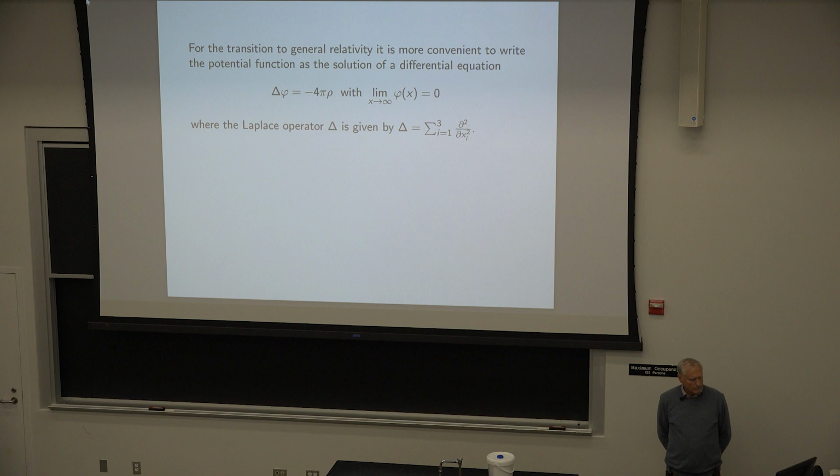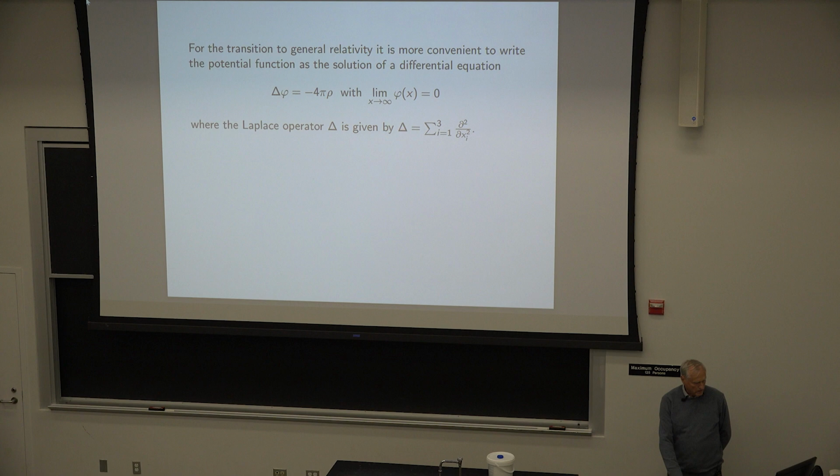For the transition to general relativity, it's actually more convenient to write the equation for the gravitational potential in differential form. So we can think of it as a PDE. It's the solution of what's called the Poisson equation: Laplacian phi is minus 4 pi rho, and the limit goes to 0 at infinity, so that normalizes for adding a constant to the solution. And the Laplace operator is just the sum of the second partials in the standard coordinates.